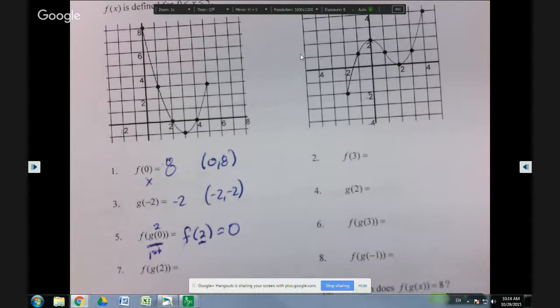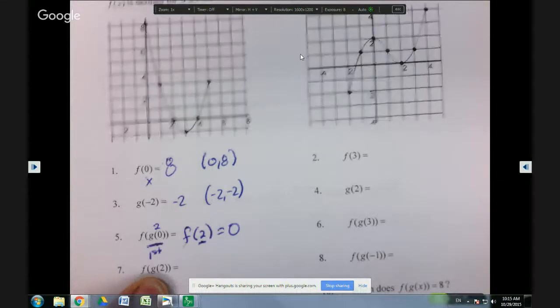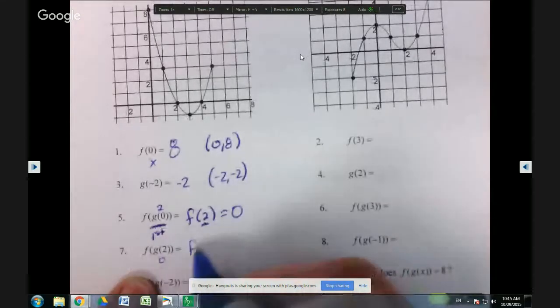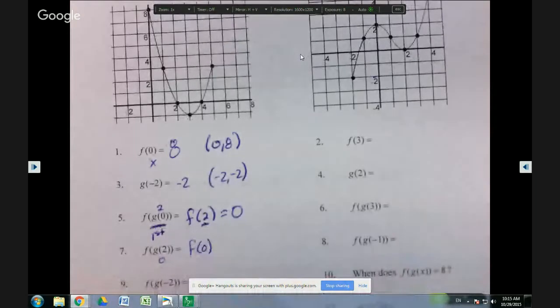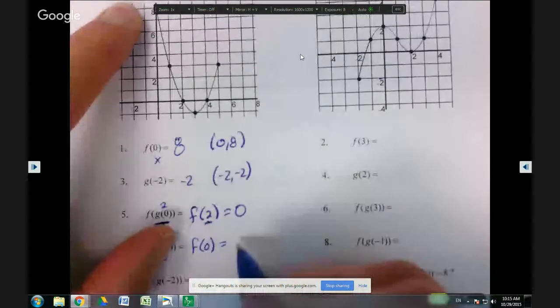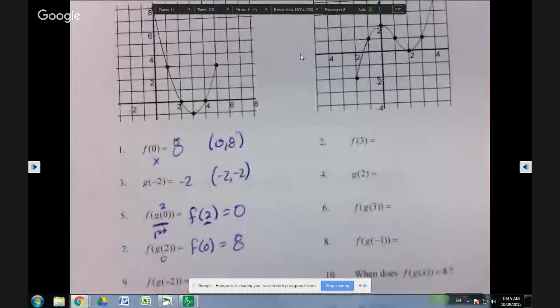So what is f of g of 2? Okay, so g of 2 is 0. What's f of 0? 8. You think you get the hang of that? Yeah. Okay.